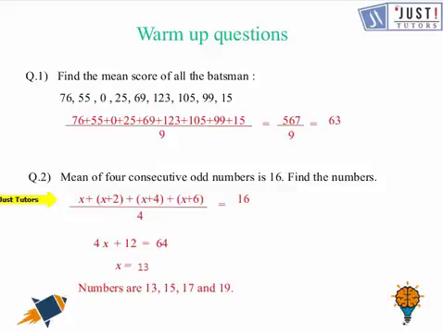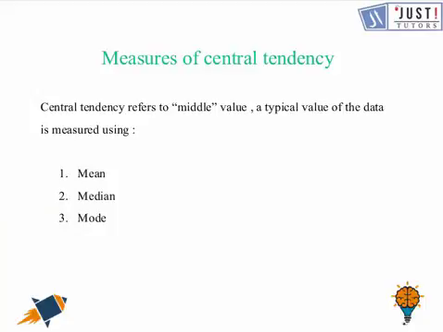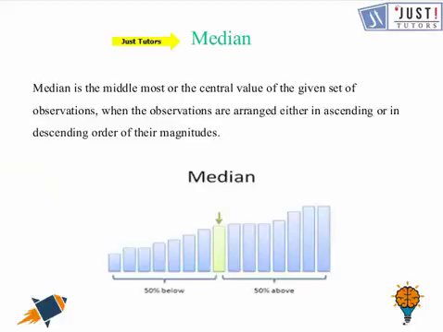If you have got the same answer, it's really wonderful, you are good to work with mean. Now let's learn more with this. Let's work with the measures of central tendency. Central tendency refers to the middle value, a typical value of the data. It can be measured by mean, median and mode. We have already worked with mean. Let's work with median and mode. Let's get started with median.